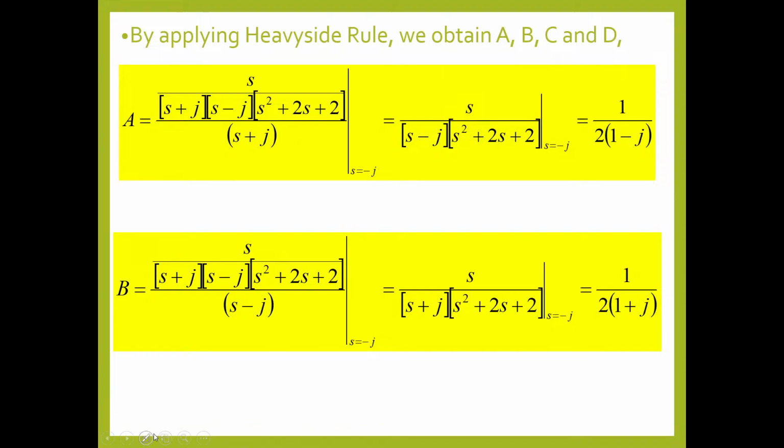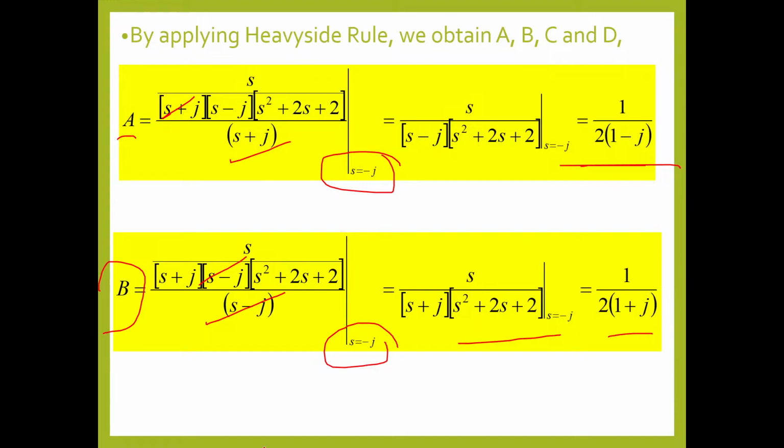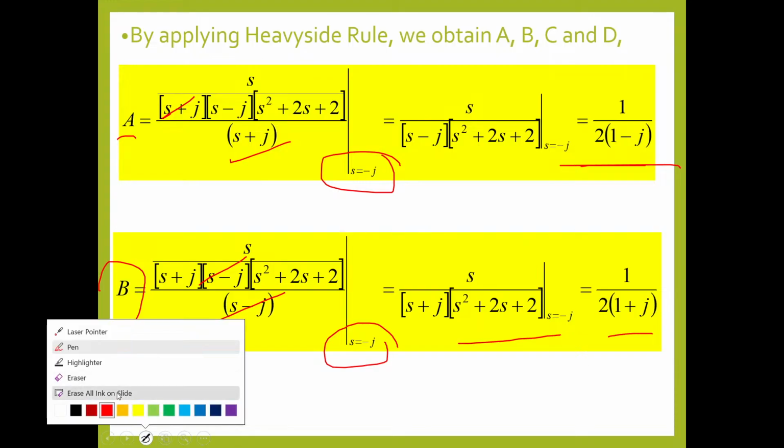This is A. You can cancel s plus j and equate s plus j to 0 and simplify. You'll get a value as 1 by 2 into 1 minus j. For B, you cancel s minus j, equate the denominator to 0. You will get s equal to minus j, and simplify. You will get B equal to 1 by 2 into 1 plus j.